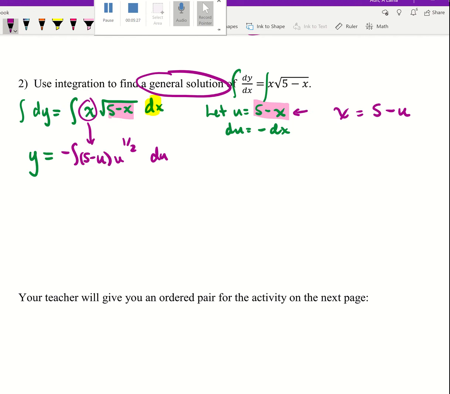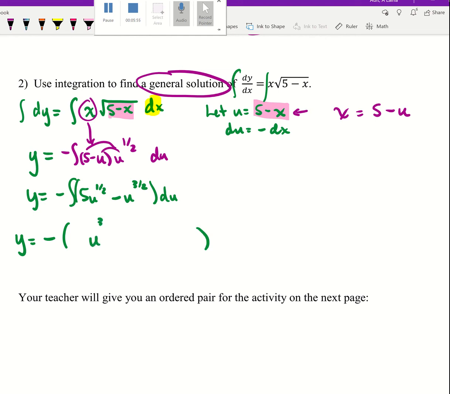Now the reason that's helpful is because although the original expression here could not be simplified, this one can. I can distribute. This is going to allow me to use the power rule as I'm integrating this. This would be 5u to the 1/2 minus u to the 3/2 du. And I can use the power rule then on this left-hand expression. Now all of this is still going to be a negative.